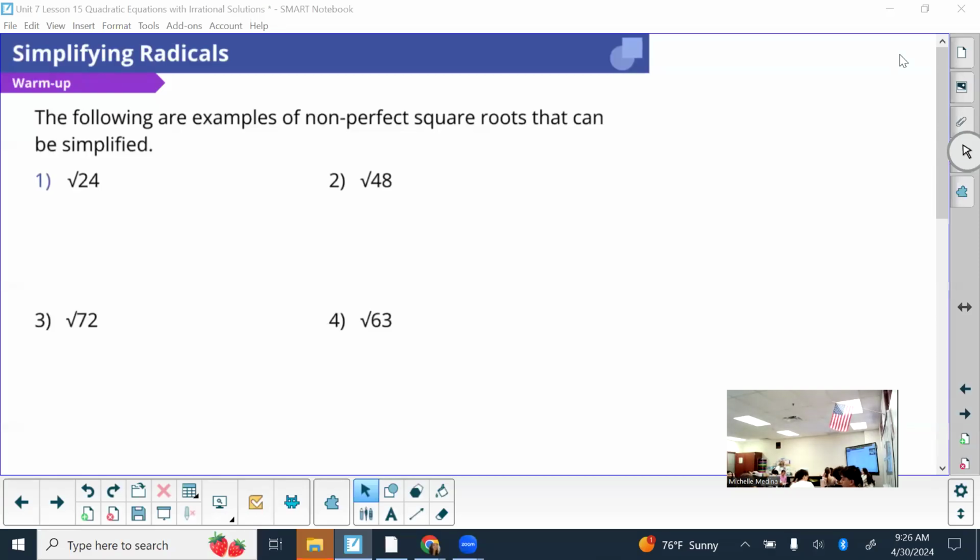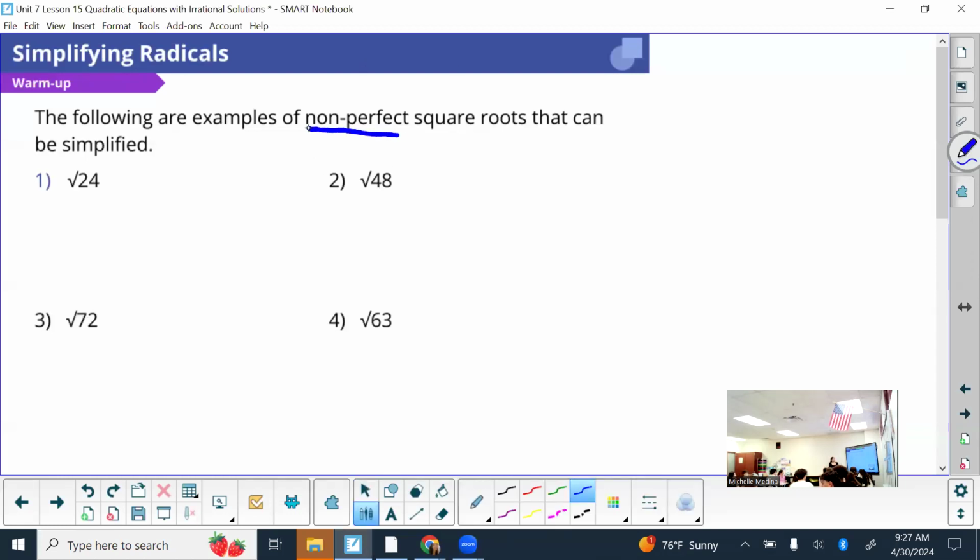So all of these are examples of non-perfect square roots. Like a perfect square, we can square root it in the calculator, or if you just memorize them, it would give you a whole number as a square root. These are all non-perfect square roots. All non-perfect square roots give you a decimal that goes on forever without repeating. So we call those numbers irrational.